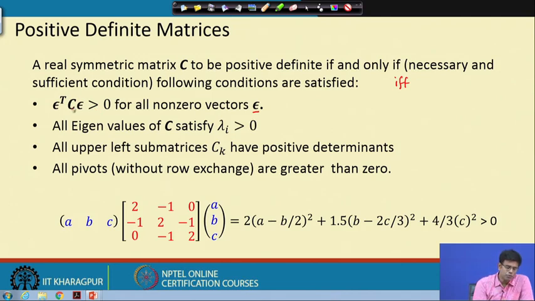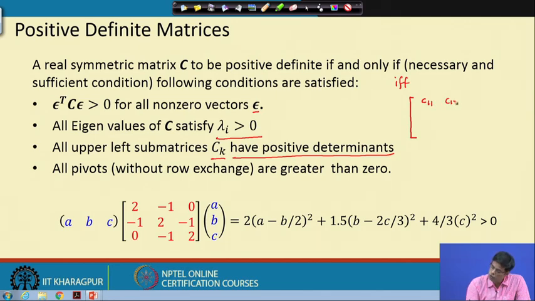So epsilon transpose C epsilon is greater than 0, and all eigenvalues of C, lambda i, should be greater than 0. Probably all of you know eigenvalue analysis. All eigenvalues are greater than 0, and all upper left submatrices of C have positive determinants. What does this mean? Let us do it for a 3 by 3 matrix, which is C11, C12, C13, C22, C23 and C33, and this is symmetric.